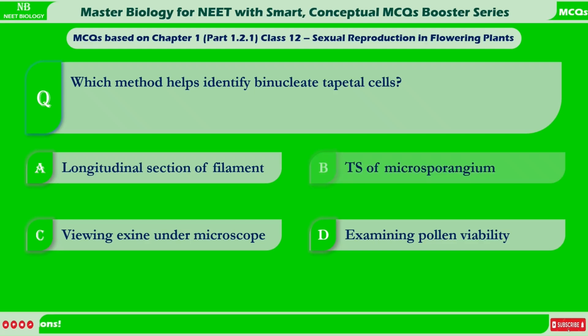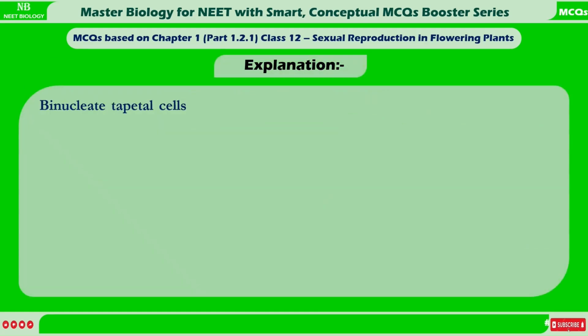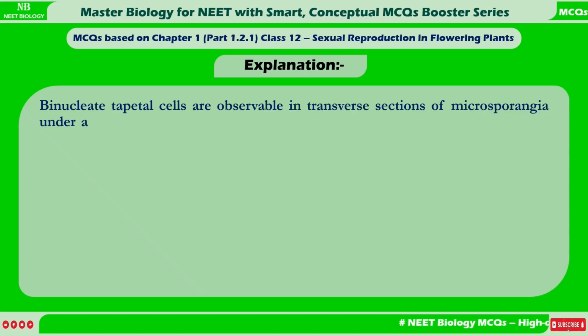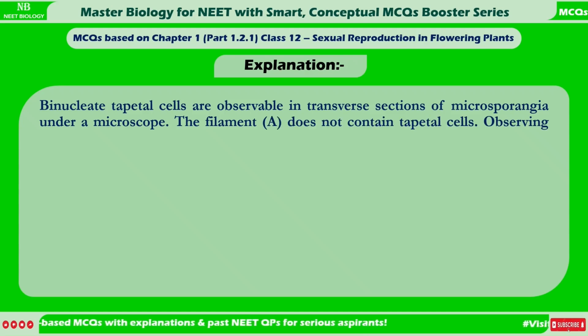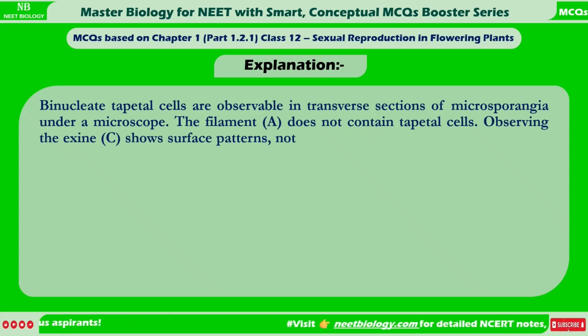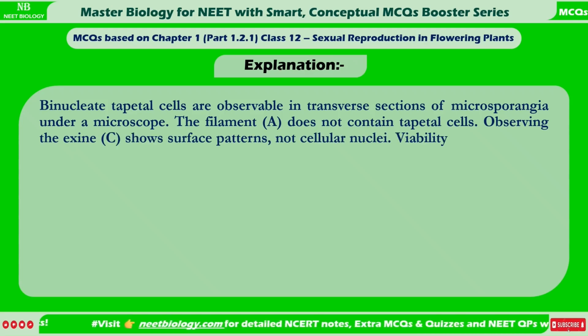Correct answer is B, TS of microsporangium. Explanation: binucleate tapetal cells are observable in transverse sections of microsporangia under a microscope. The filament, A, does not contain tapetal cells. Observing the exine, C, shows surface patterns, not cellular nuclei. Viability tests, D, assess pollen health, not tapetal structure.